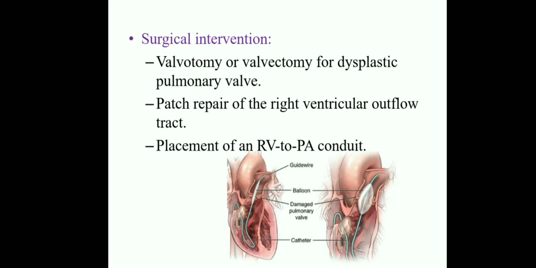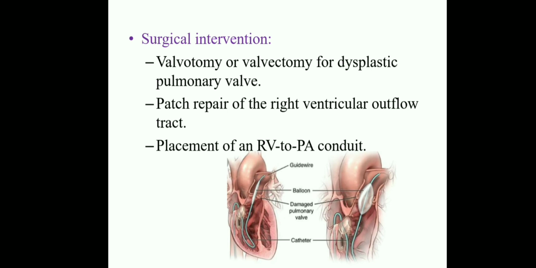Coming to the surgical intervention, it is valvotomy or valvectomy. Okay, otomy means here the valve is opened. In valvectomy they remove that part and then anastomose it. For the dysplastic pulmonary valve, they do this valvotomy and valvectomy. And the next surgical intervention is patch repair of the right ventricular outflow tract. Here they use some patch, okay, they repair it.